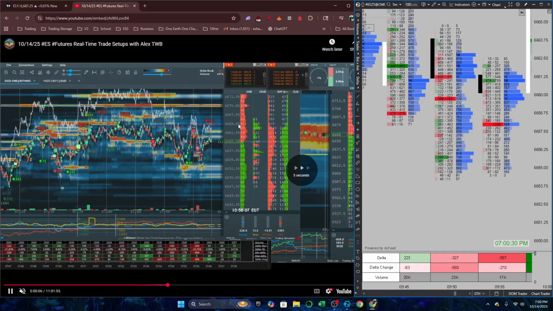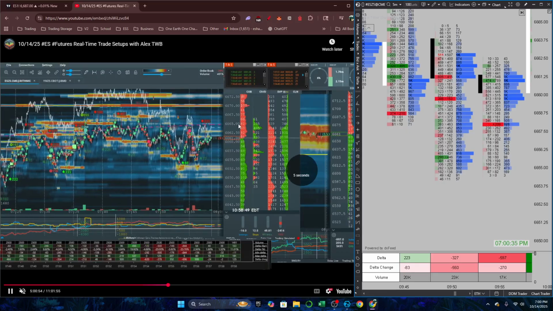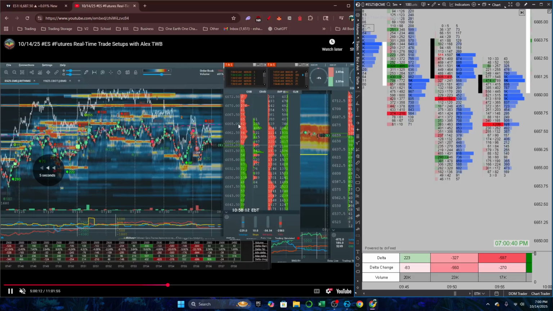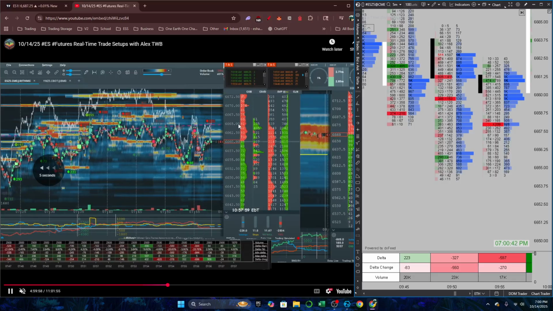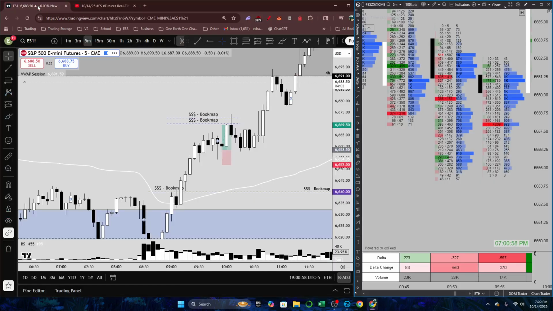Where was that? We're just going past it now. There we go. So at 6660.5, we saw this very aggressive buy order come in, and that got filled again. So at 6660, that would have been probably the most confirmation entry, right?